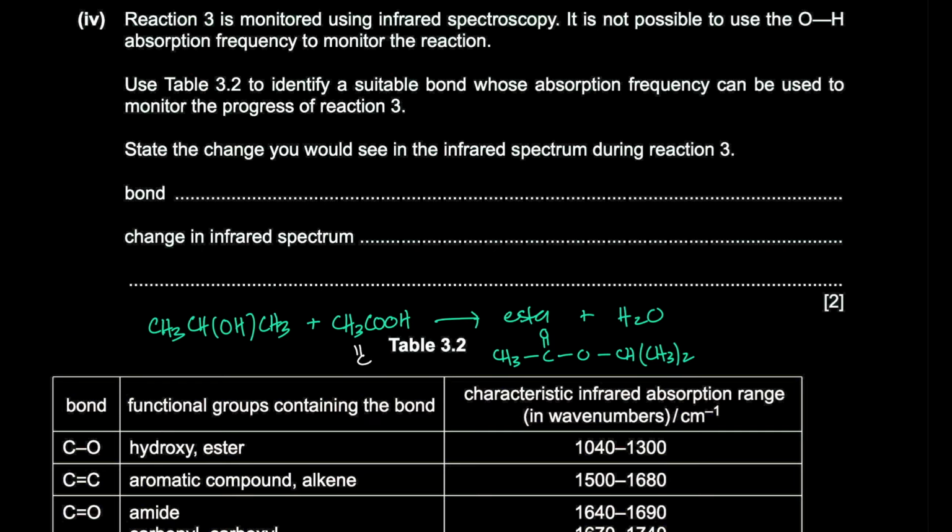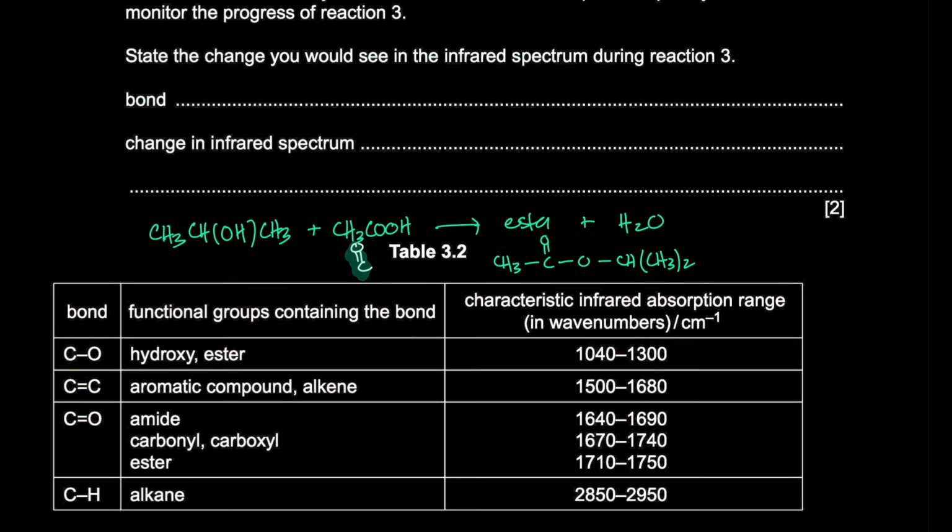Now, what we're saying here is that initially with the acid, we have a C double bond O. The C double bond O has a shift in the range 1670 to 1740 wave numbers. And then as the ester forms, the shift value of the C double bond O changes. It goes from 1670 to 1740 to 1710 to 1750. So there's basically an increase in the frequency at which the C double bond O bond absorbs in the spectrum.